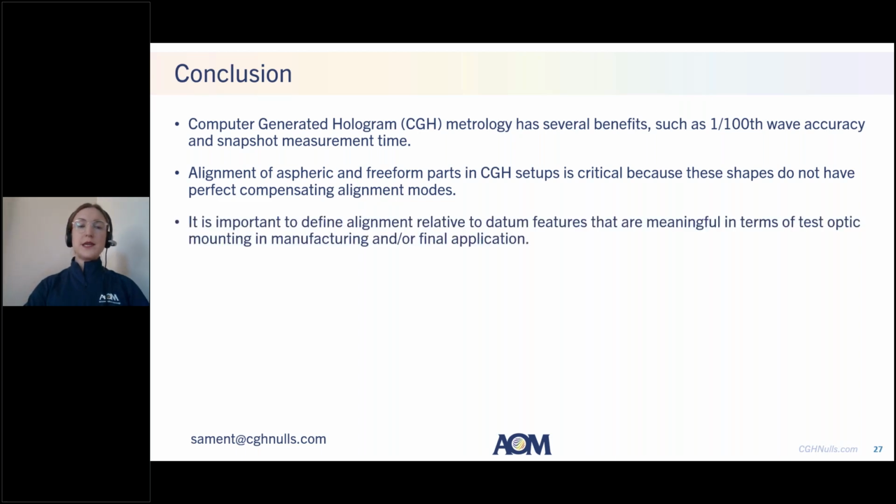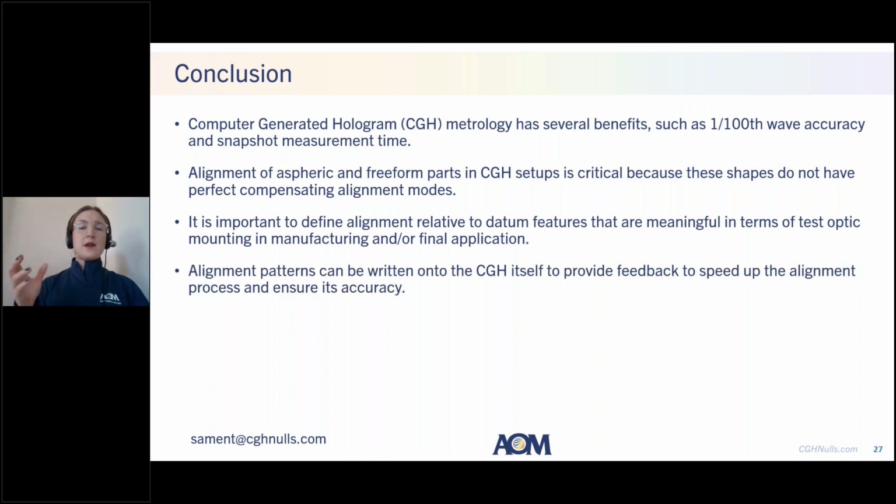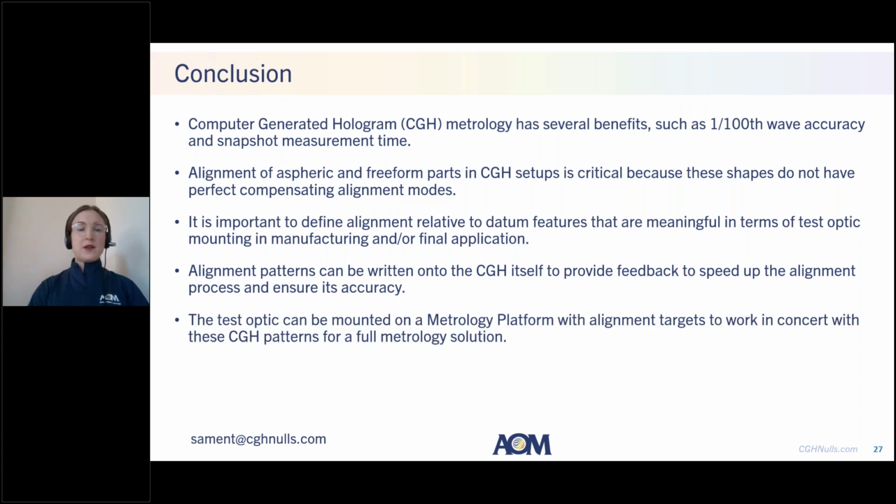So it's really important to define alignment of your test relative to datum features that are meaningful in terms of how that optic is being mounted, either in the manufacturing process or in the final application. And so if we have datum features in our technical drawings, we can then relate this to how the optic is mounted, and we can write patterns onto our CGH to provide feedback for alignment with respect to those datums.